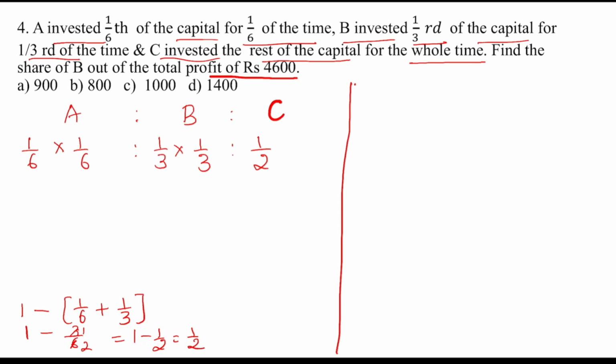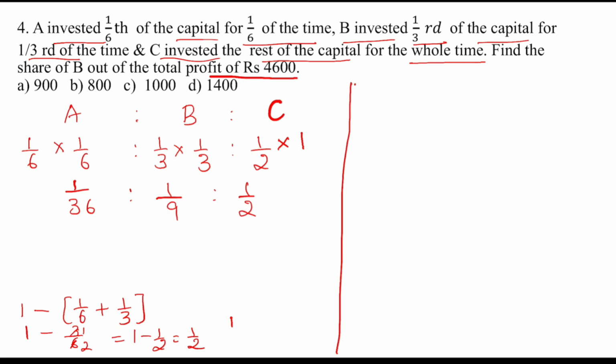So for the whole time, 1/6 is by A, 1/3 is by B, then the whole will be 1. If we consider the whole time as 1, then C has invested for the whole time, that is 1. Then 1/36 is to 1/9 is to 1/2.